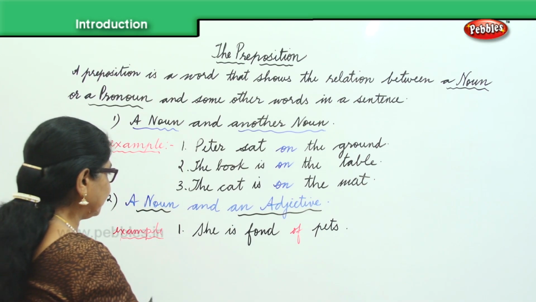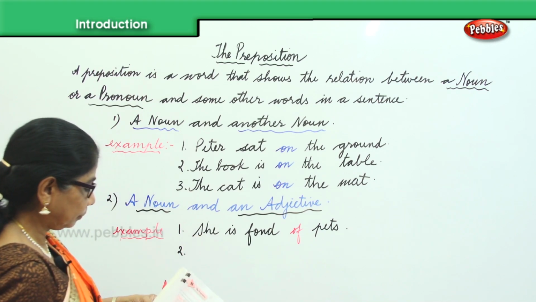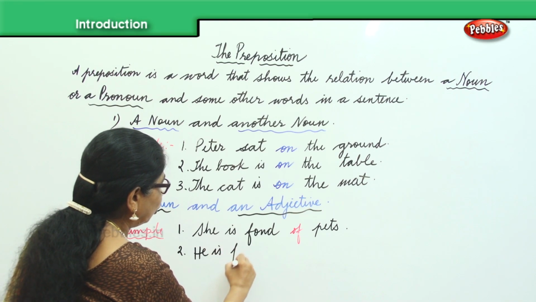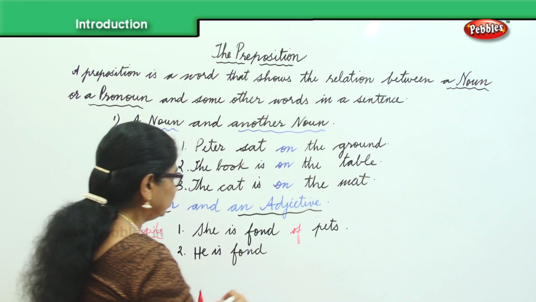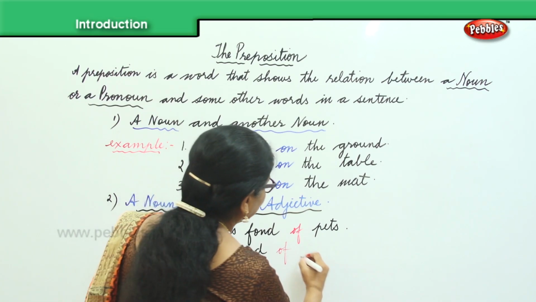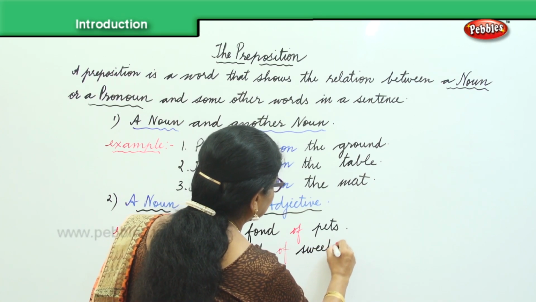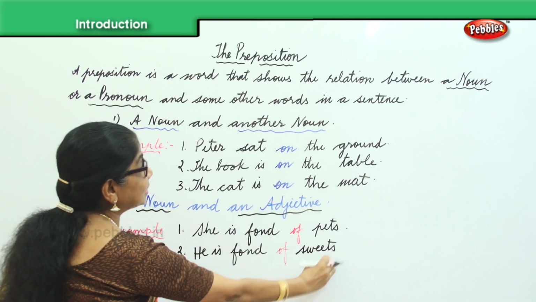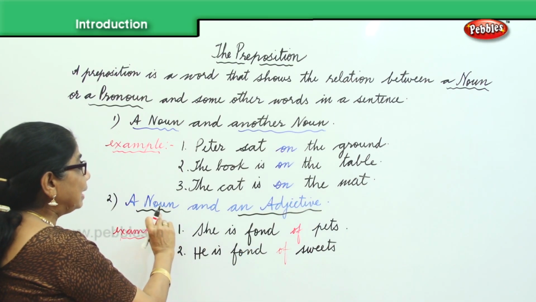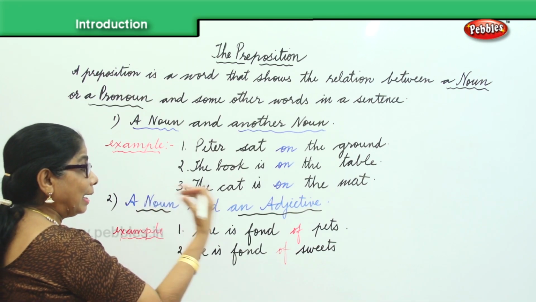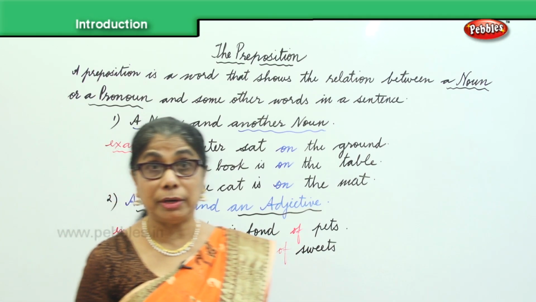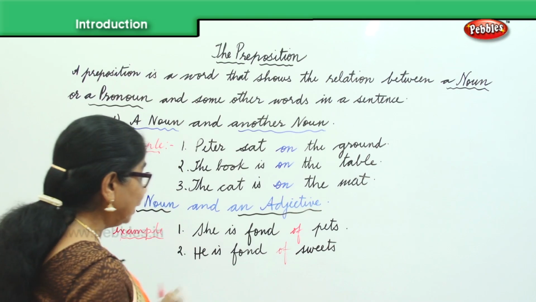Another sentence. He is fond of sweets. Sweets. So you have sweets, noun, fond, adjective. So here, relation between a noun and an adjective. Noun, pet, noun, sweet, and you have the word fond. So this is another type. And the third type.